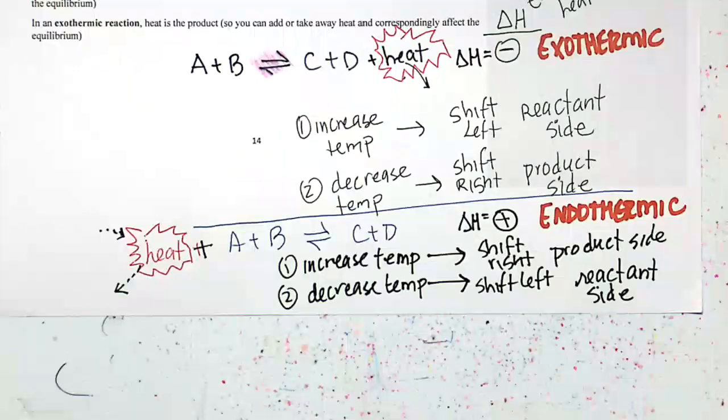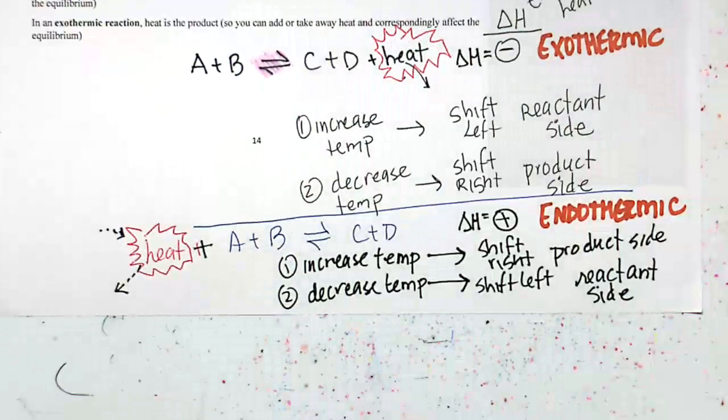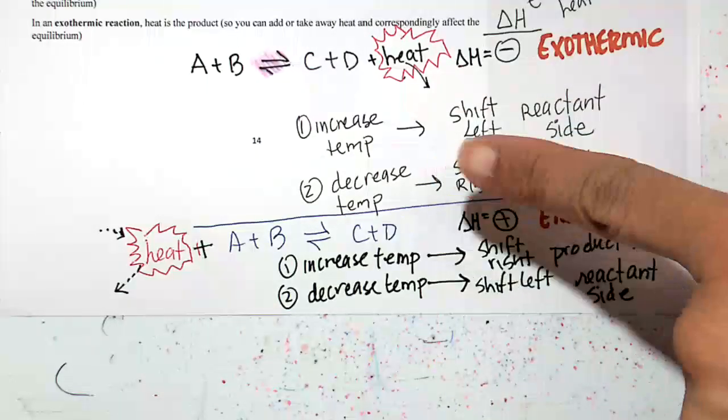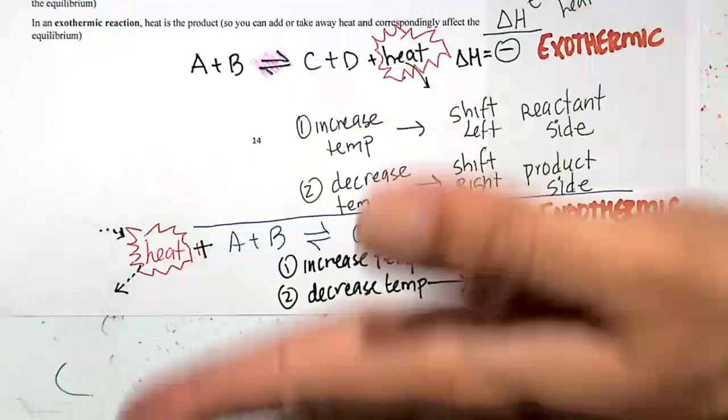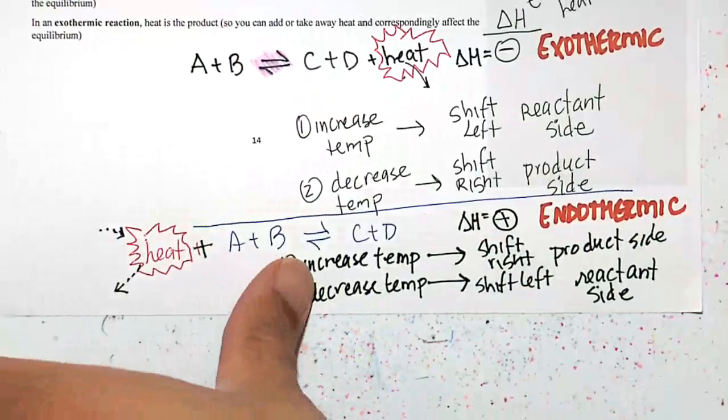All right. So where's heat in an exothermic reaction? The product side or the reactant side? Exothermic, product side. You have to think exo means outside, outer. What is the delta H, positive or negative? Positive for endothermic, which means negative for exothermic. And then Le Chatelier's principle works differently if it's exothermic versus endothermic.